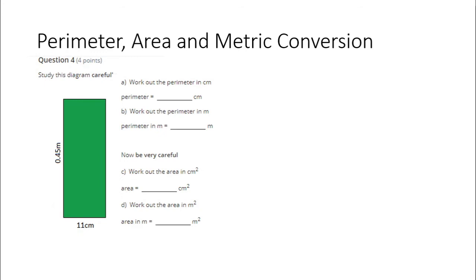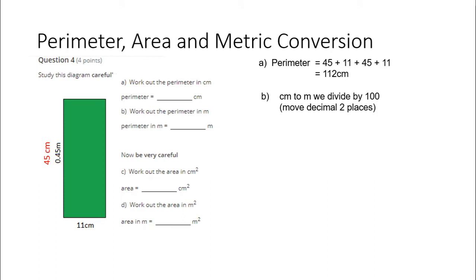Question 4. Again, we're looking at perimeters and areas of this rectangle. And again, look at the units of measure. If we want to work out the perimeter in centimeters, we'd better be working in centimeters. So this 0.45 meters as centimeters would be 45 centimeters. Again, meters to centimeters we times by 100. So our perimeter is 45 plus 11 plus 45 plus 11. That's adding up all of these side lengths in centimeters, which gives us 112. For part B, we want to work out the perimeter in meters.